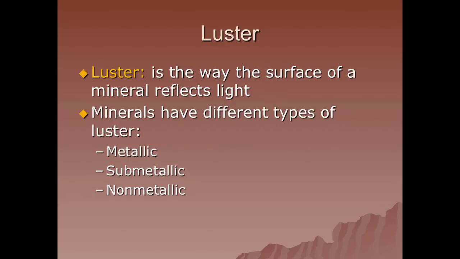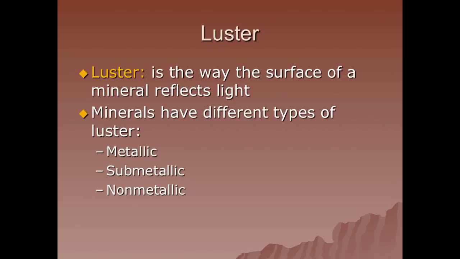Luster, we had this vocabulary word when we were talking about metals and nonmetals. Luster is the way the surface of the mineral reflects light. This is another one of the physical properties that we will be using to identify minerals. There are three different types of luster. Metallic, which means shiny. Submetallic, which means somewhat shiny, kind of pearly or glossy. And non-metallic, which will be dull.